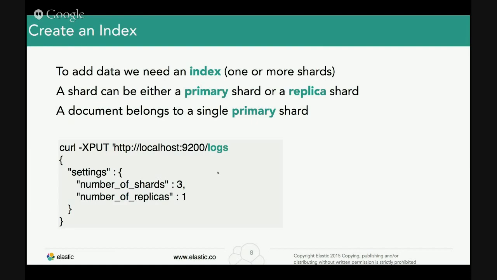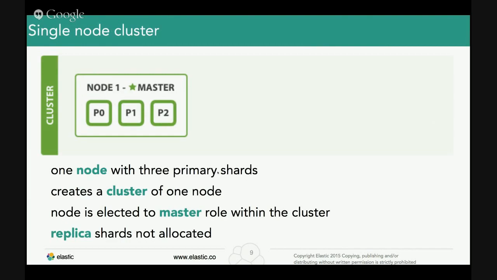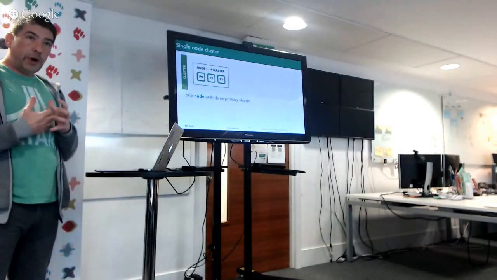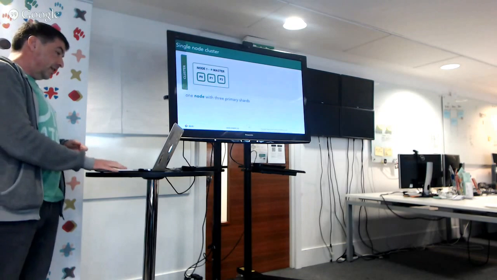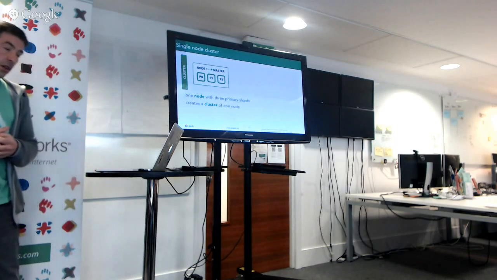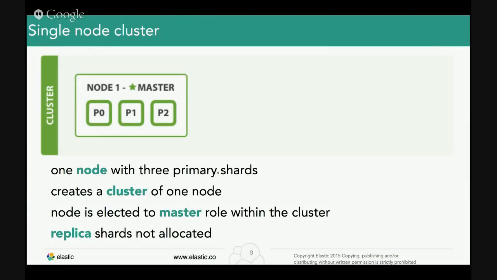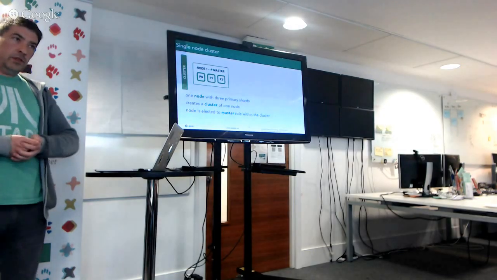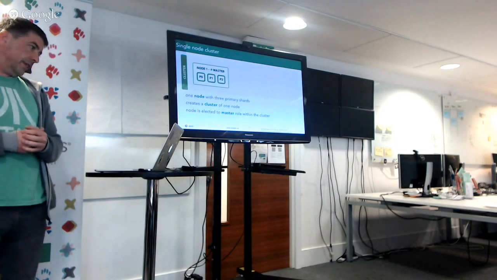What does that look like? You start your node up, and this is what it looks like. You've got one node started, and it's allocated 3 primary shards. It's also created the loneliest cluster in the world. It's a 1-node cluster, but yes, it has created a cluster. And the key thing here is that every cluster needs a master. Only 1 node gets elected as the master.